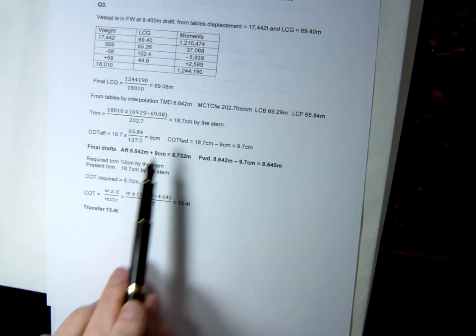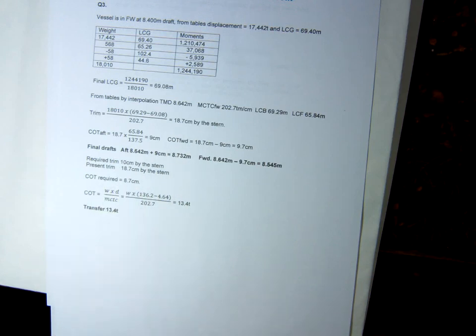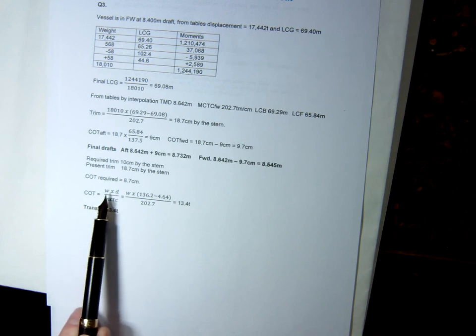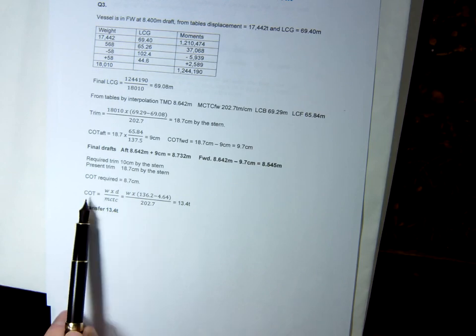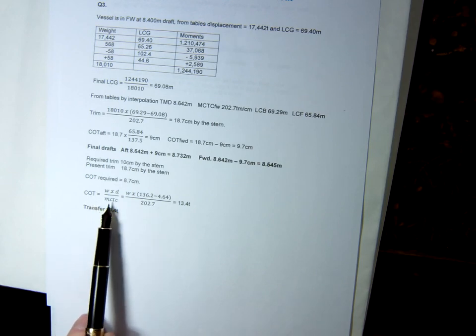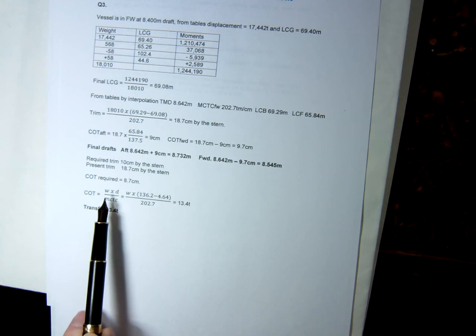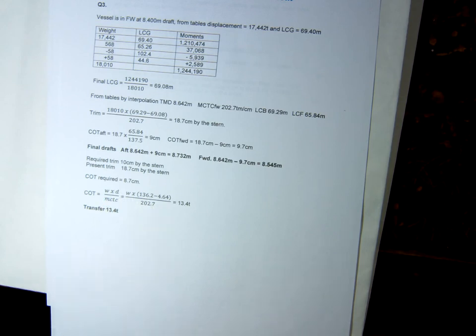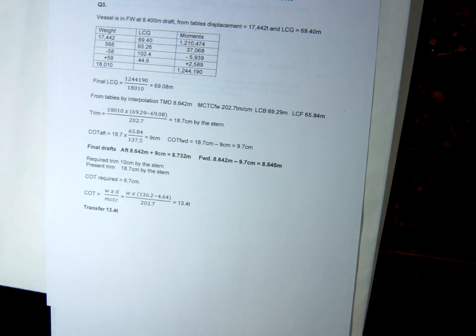Then part B asked us to finish with a required trim of 10 centimetres by the stern. Well, we're 18.7 by the stern, so a change of trim is 8.7, and therefore we can use the formula. Rather than write trimming moments, we can write a weight times a distance. So we know the change of trim, we know the MCTC because of course that doesn't change because we're not discharging or loading cargo, so that stays the same. Looking for the weight, and the distance of course is the distance given between the two tanks. So by my calculations 13.4 tonnes.